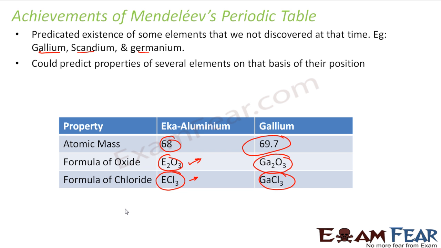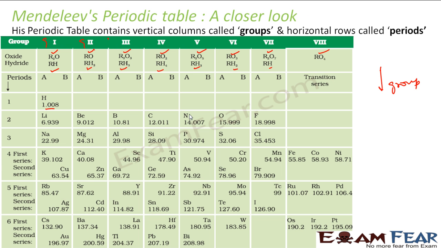He could predict properties of several elements based on their position. As I told, these were elements for which the properties were not known, but based on the position, he could tell, okay, this element will form hydrides in this fashion, and this one will form oxides in this fashion, right? Because his periodic table is all based on oxides and hydrides. So, for example, he has not reacted this element, he doesn't know how it reacts. But just because it is in group 7, he can say it will form oxides like Br2O7, and hydrides like BH.